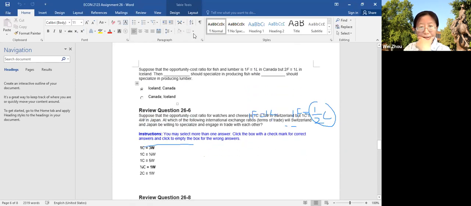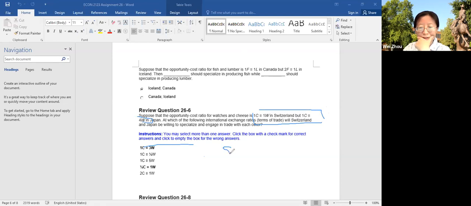Okay, so let's look at the next one. The next one is saying, all right, we have two countries, making watch and cheese. Switzerland and Japan. They are asking which of the following is the good exchange ratio. This exchange ratio, we give it a special name, is also called the term of trade. So in that case, we need to know this ratio, which is here.